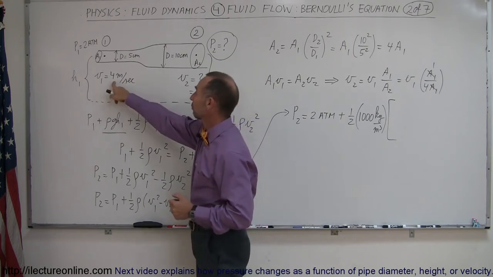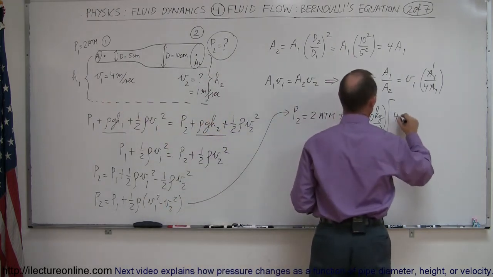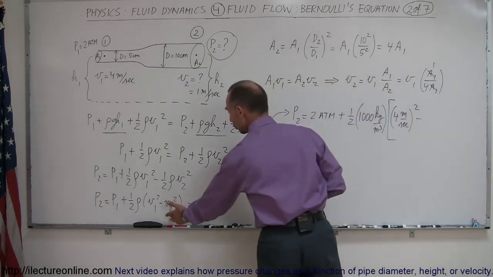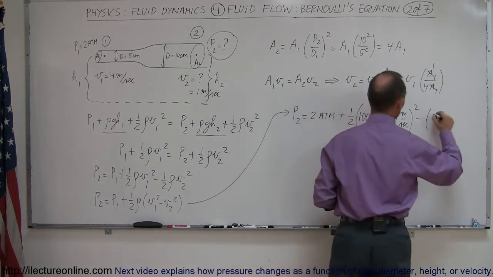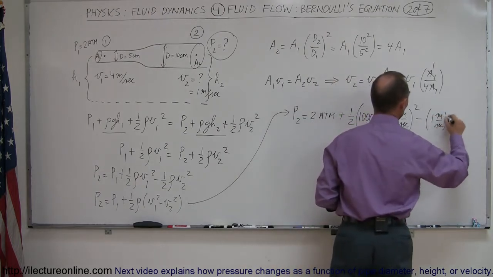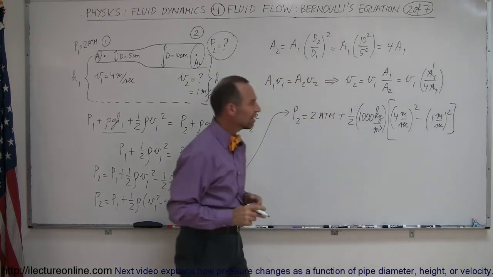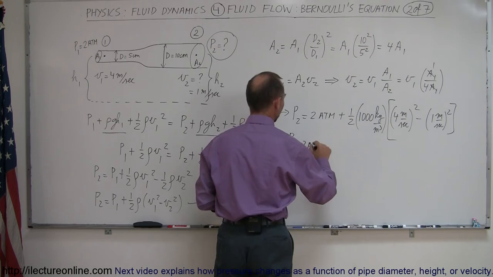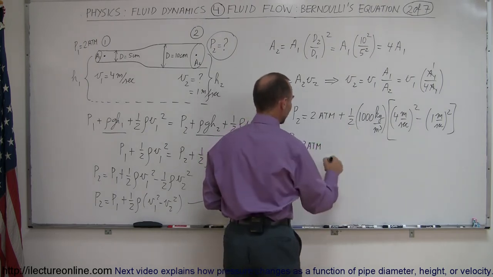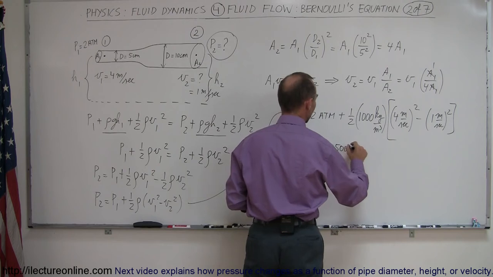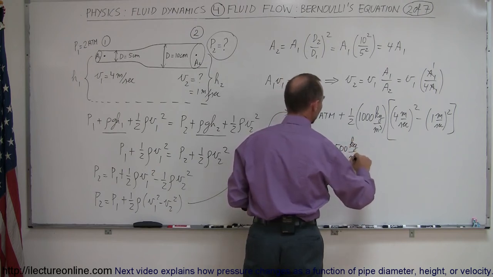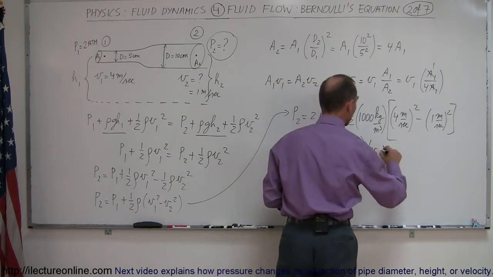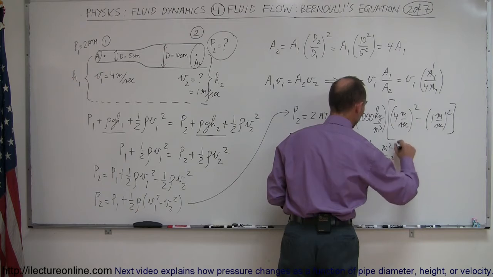Now remember, V1 was 4 meters per second, and we have to square that, minus V2, which was only 1 meter per second, and we have to square that. So it would be 16 minus 1, or 15. So we have P2 is equal to 2 atmospheres plus 1/2 of 1,000, that would be 500 kilograms per cubic meter, and multiply that times 16 minus 1, or 15, meters squared per second squared.